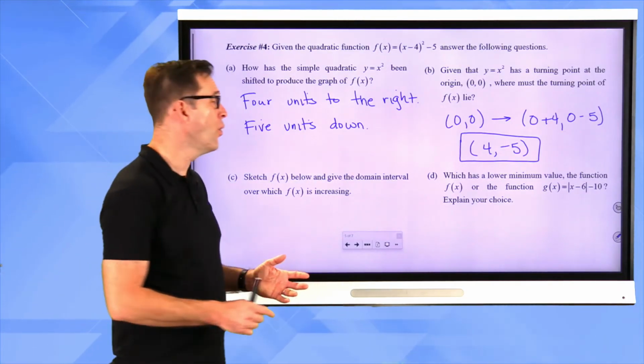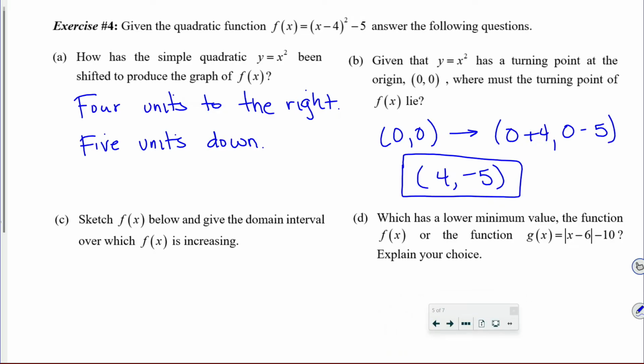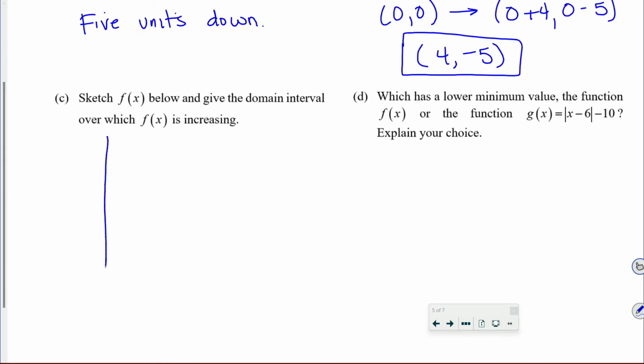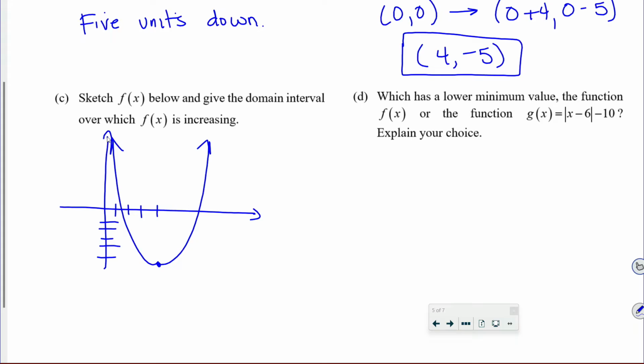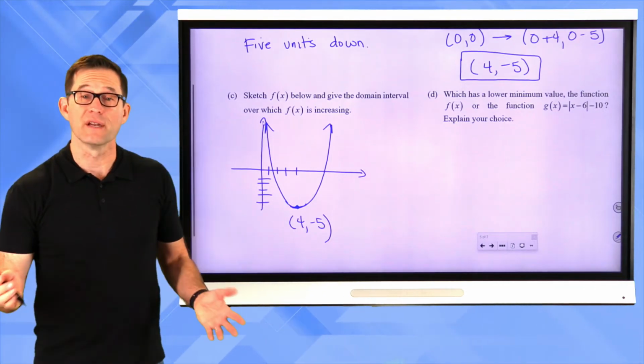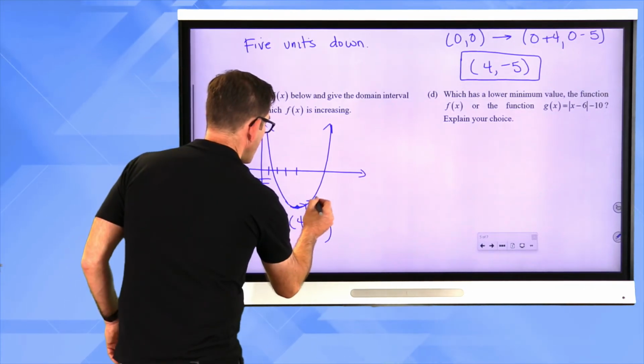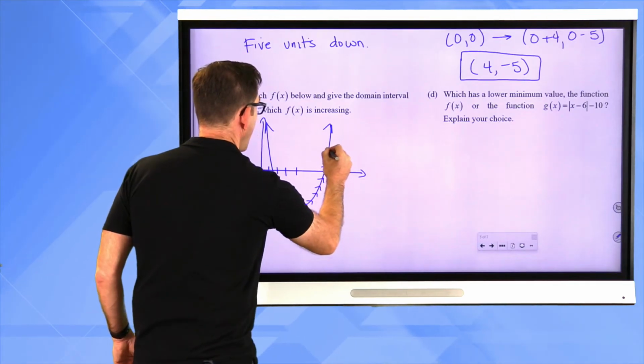All right, well, we know what y equals x squared looks like, or at least we should. So this thing now has a turning point at 1, 2, 3, 4, 1, 2, 3, 4, 5. And it has to look something like that. We don't need to have it look perfect. Maybe look a little bit better than that. I think I'm going to label the turning point. Great. And over what interval is it increasing? Well, it begins to increase from here on out.